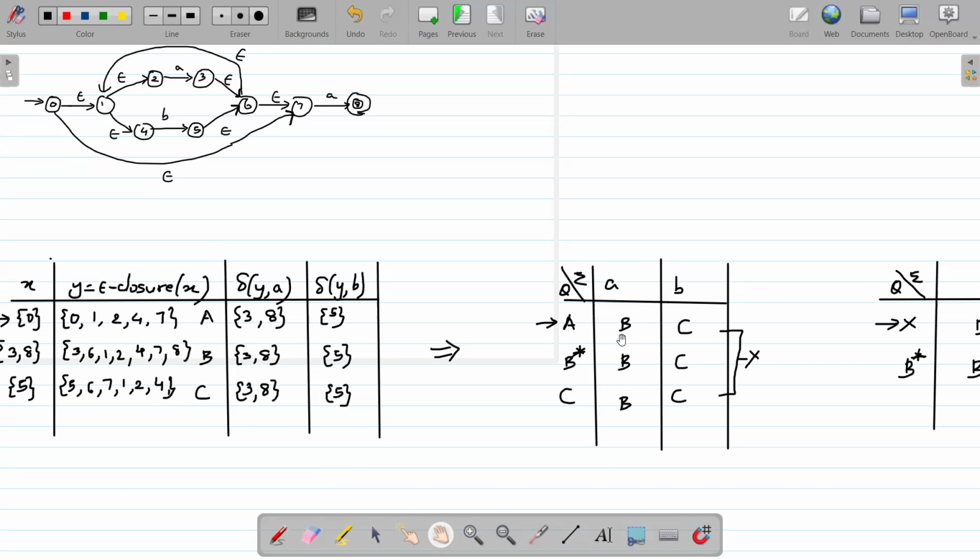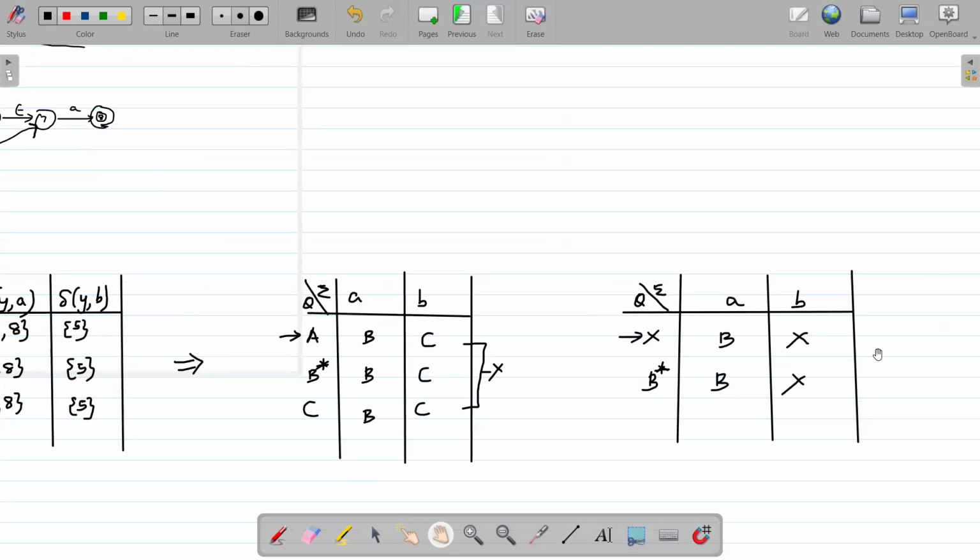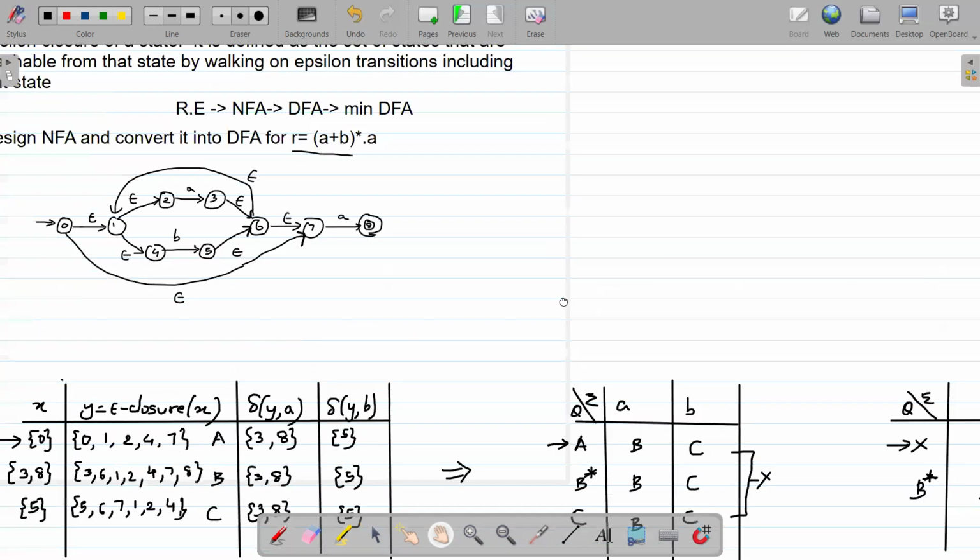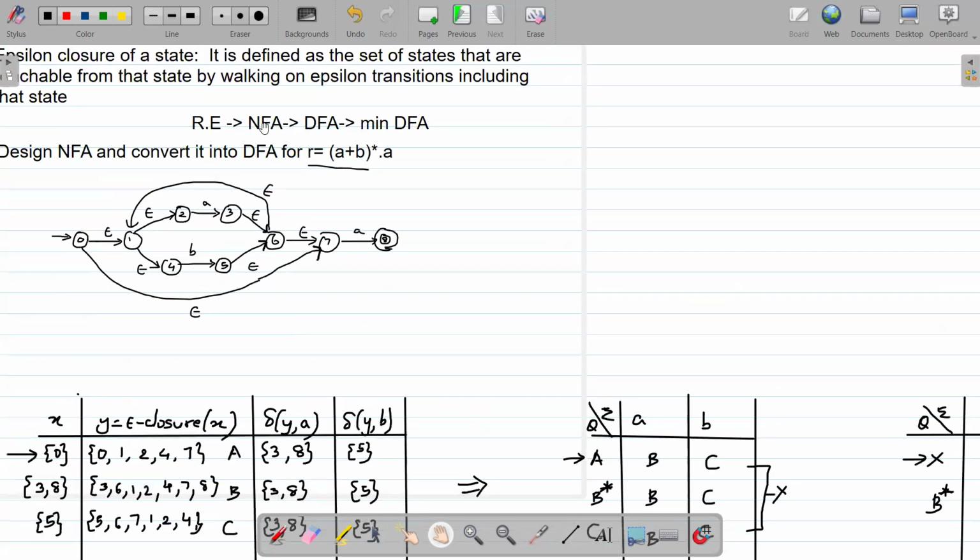And then we check for any minimization if it is possible. So minimization was possible in this case. So we have merged A and C as X. And then we have drawn this transition table and converted it into a transition diagram. So regular expression to NFA, NFA to DFA, and then to minimized DFA. So such problems can be asked for 8 to 10 marks. So it's very important to practice these problems. I hope it is clear.